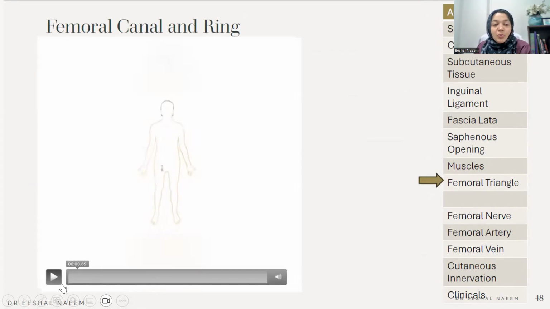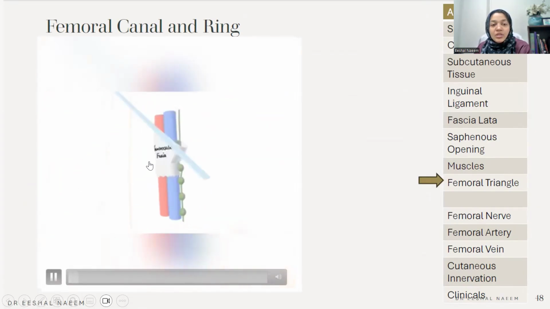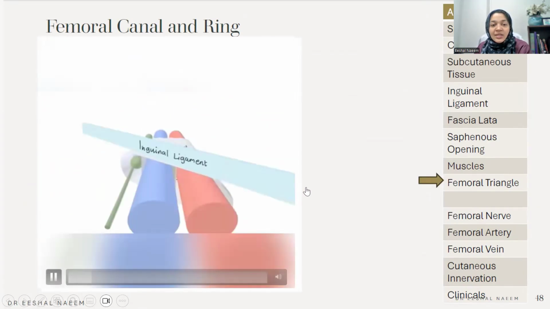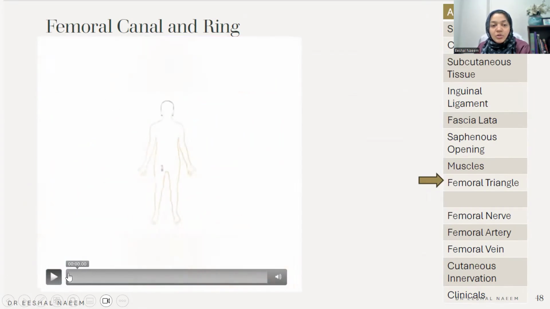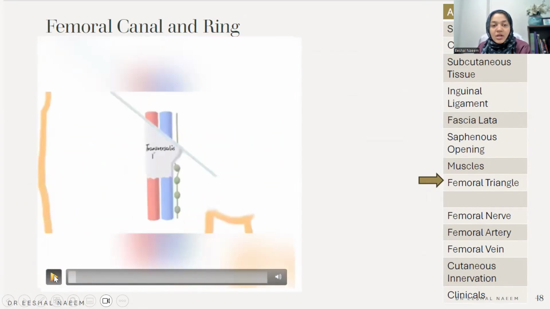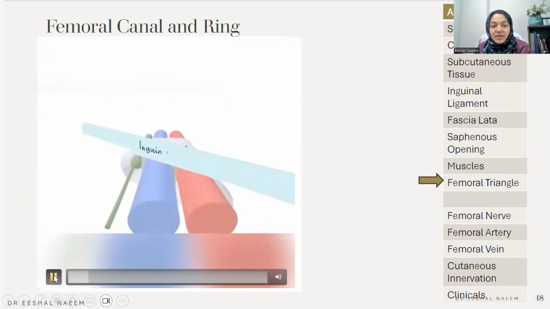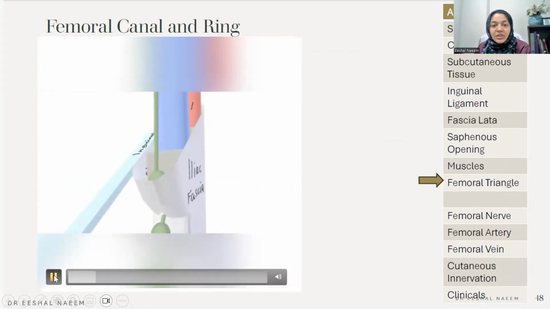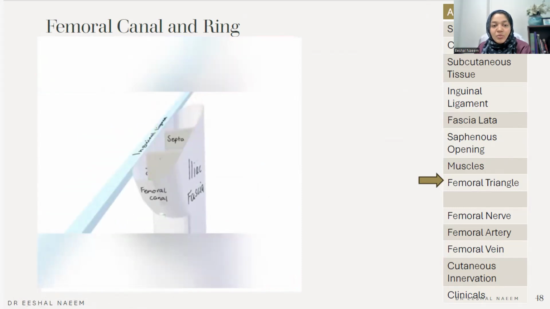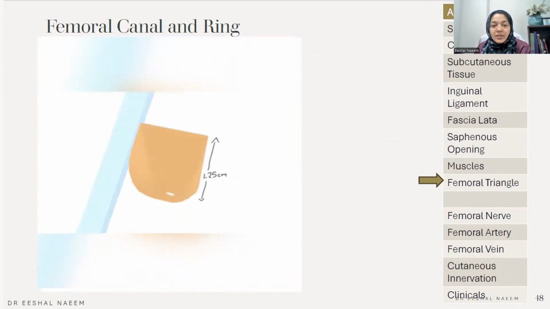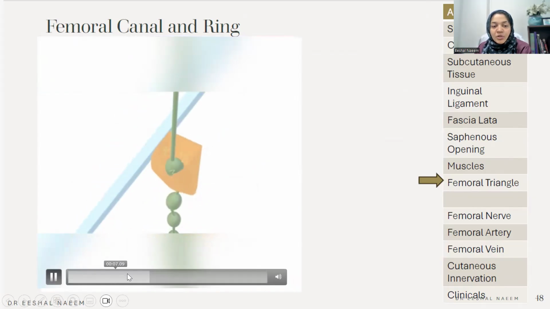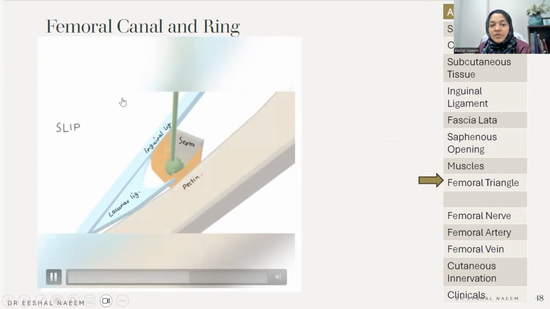We can see the femoral canal here a little bit more. This is the transversalis fascia. This is the iliacus fascia. Let me show you here. So this is the transversalis fascia. This is the iliac fascia. This is the inguinal ligament. And this is the artery, vein, and femoral canal lymphatics. This is 1.25 centimeters long. These are the lymphatics in the femoral canal. You can remember the femoral canal contents with the boundaries.